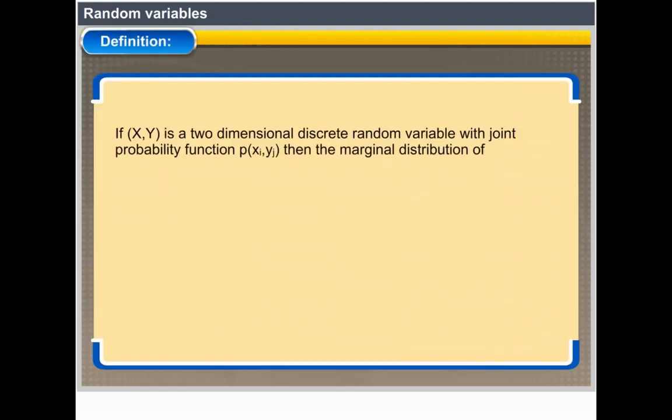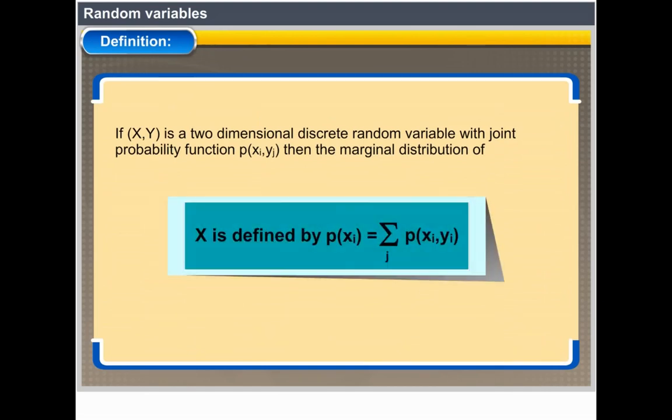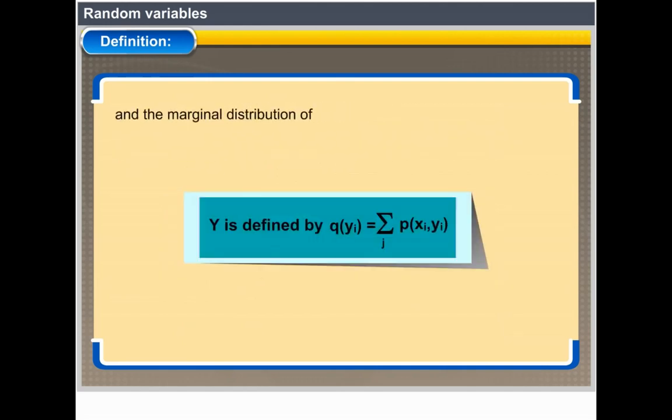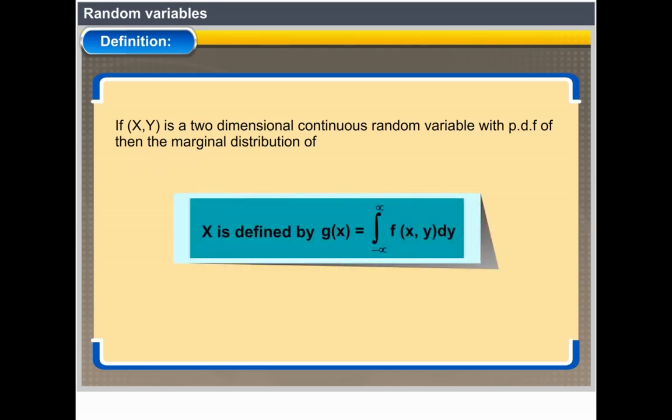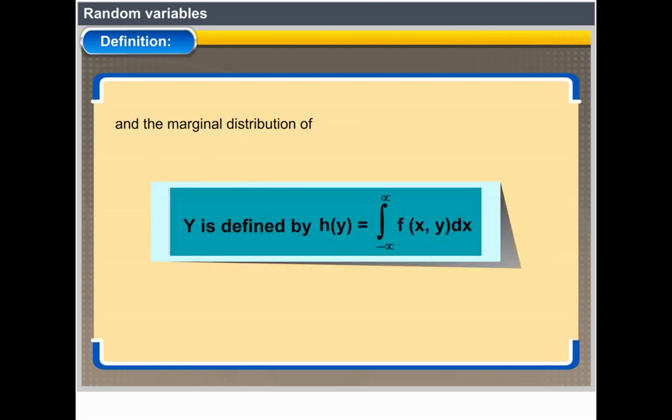Definition. If (X, Y) is a two-dimensional discrete random variable with joint probability function p(xi, yj), then the marginal distribution of X is defined by p(xi) = summation over j of p(xi, yj), and the marginal distribution of Y is defined by q(yj) = summation over i of p(xi, yj). Definition. If (X, Y) is a two-dimensional continuous random variable with the probability density function f, then the marginal distribution of X is defined by g(x) = integral from minus infinity to infinity of f(x, y) dy, and the marginal distribution of Y is defined by h(y) = integral from minus infinity to infinity of f(x, y) dx.